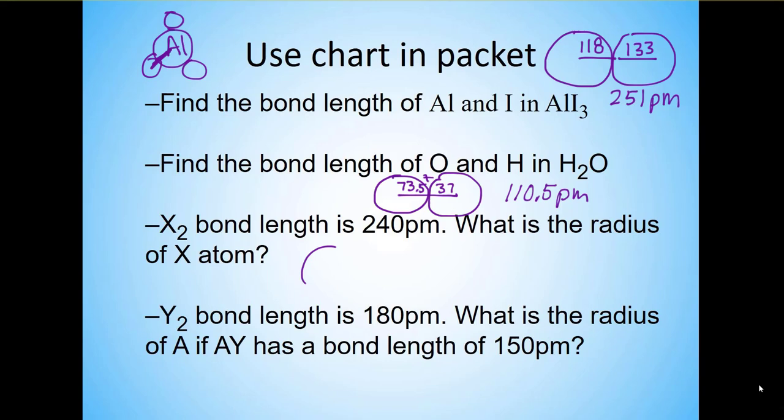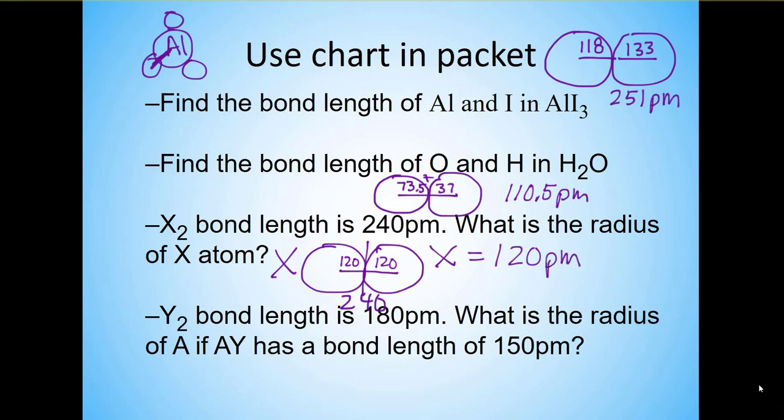So this one's a little bit different. We're not given what the element is. We're just told that it is X2. So we have two X's that are bonded together, and their bond length is 240. And because it is the same element, I can just take that number and divide it in half, and I know that I'll have 120 plus 120. And that's what it wants. It wants the radius of X, and I will say that X is 120 picometers. Let's do our last one.